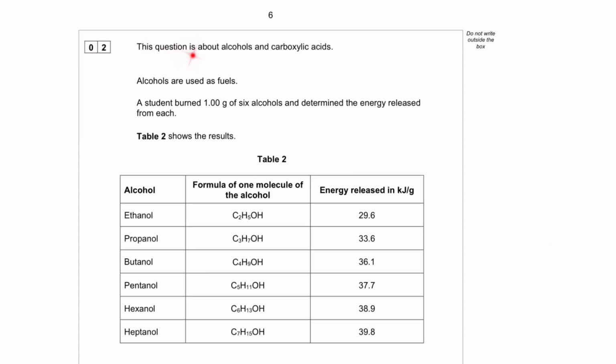Question 2. This question is about alcohols and carboxylic acids. Alcohols are used as fuel. The student burned 1 gram of 6 alcohols and determined the energy released from each. Table 2 shows the results.